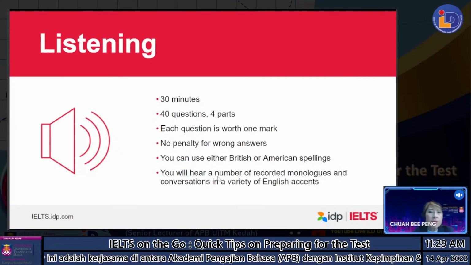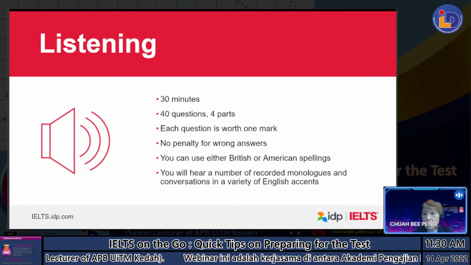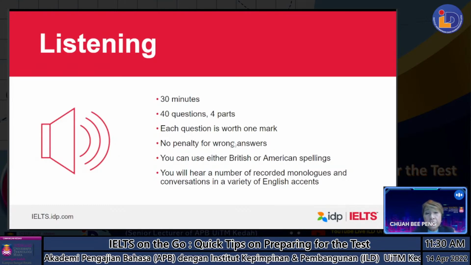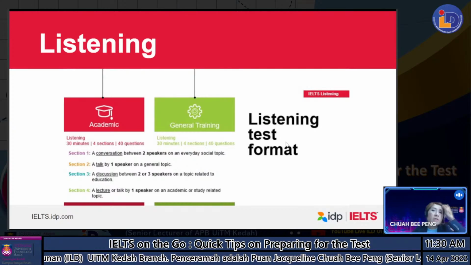You will hear a number of recorded monologues and conversations in a variety of English accents, so not to worry about the accent. Actually, the test has now become very globalized, so you can even hear a Malaysian accent, not Malaysian English, but a very Asian accent. It can be New Zealand, Australian, or British, if you can actually tell the difference. But it doesn't matter. Your job is to try to capture the right answers, so not to worry too much about the accent.